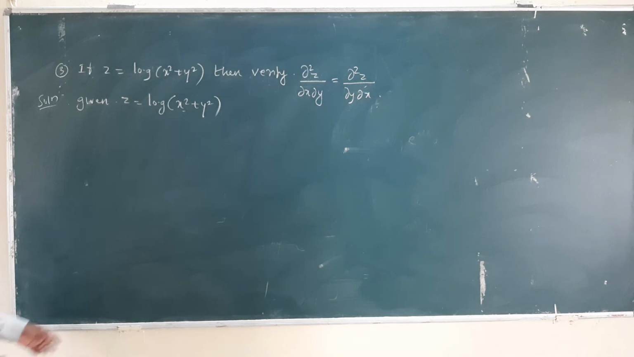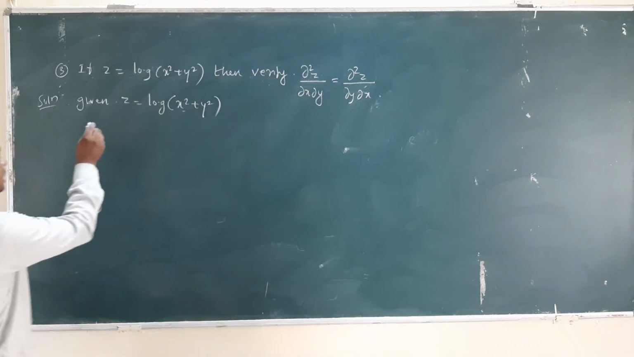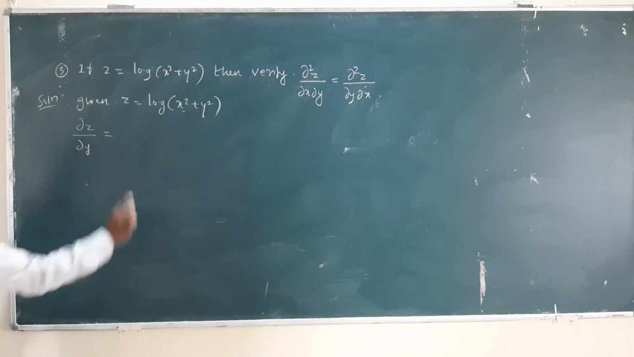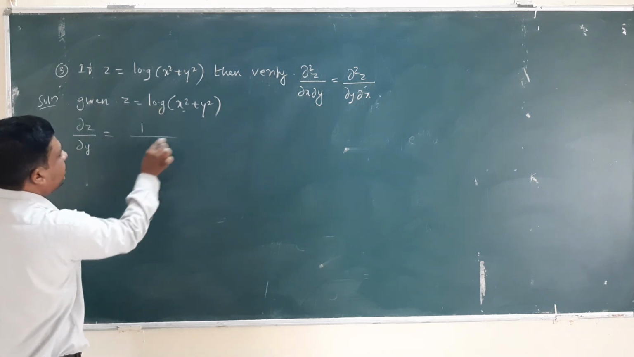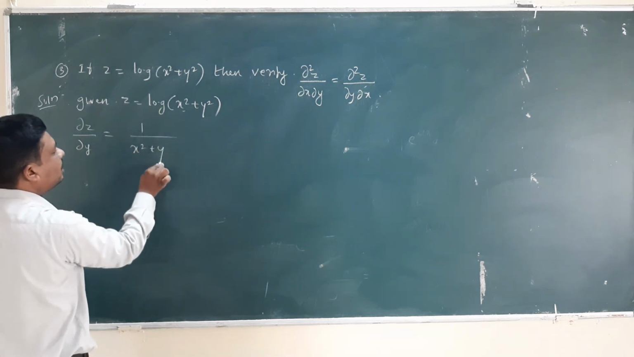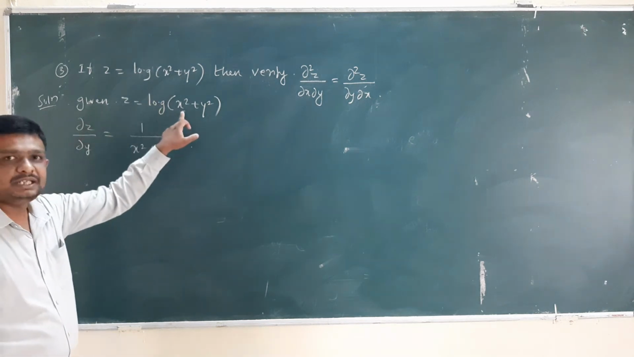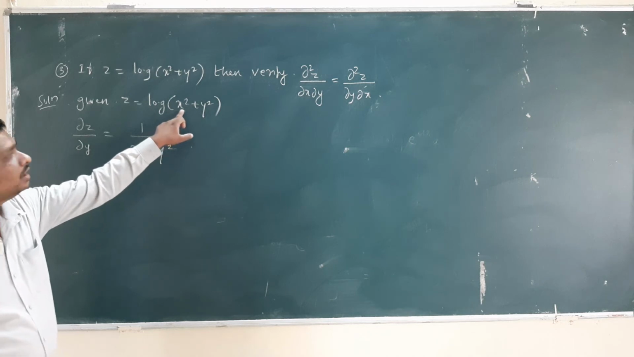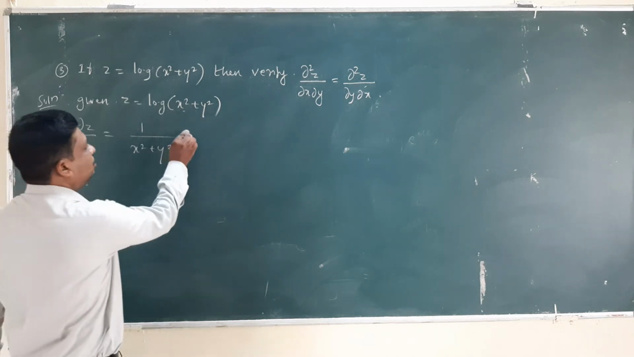So first I will differentiate to verify this result. First I will differentiate z with respect to y, ∂z/∂y. We know that the derivative of log is 1 upon the argument. Then here log is removed, remaining is x² + y². x² is constant, so the derivative of x² is 0 and the derivative of y² is 2 into 1.